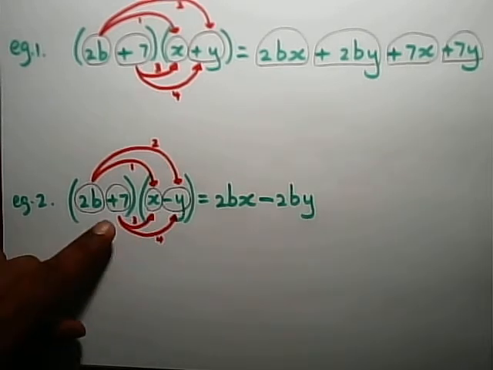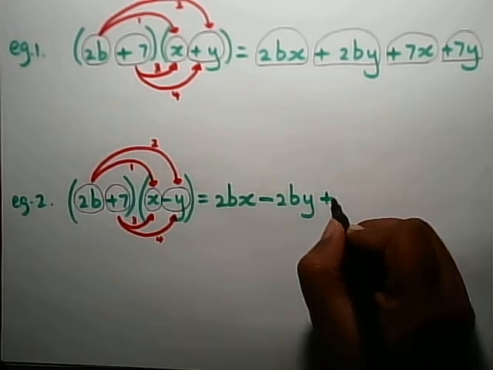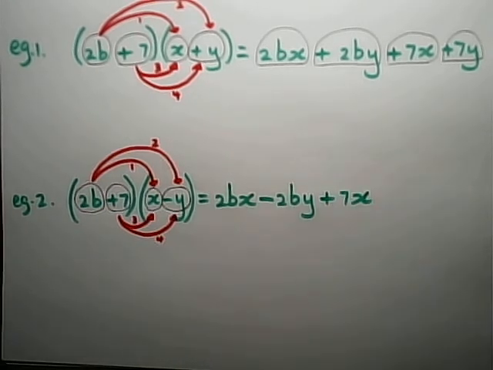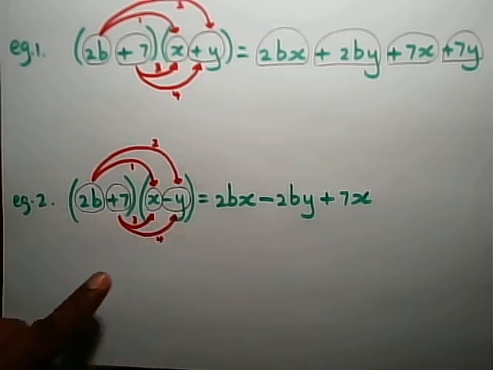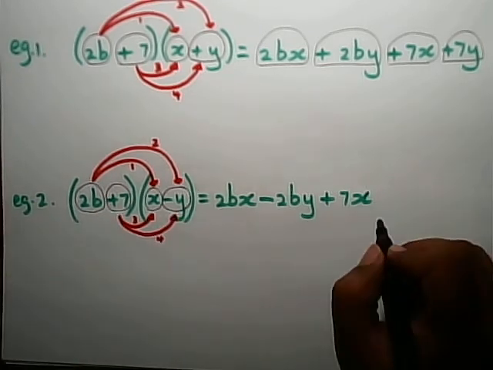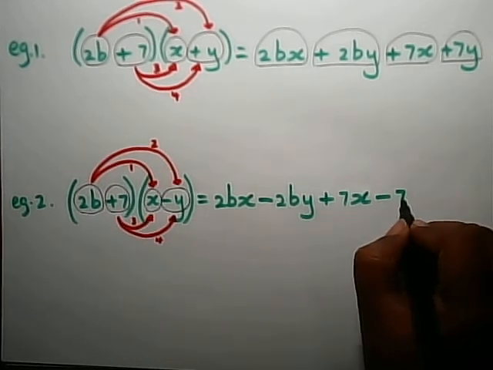Next, step 3. A positive 7 multiplied to x gives you a positive 7x. Then, a positive 7 multiplied to a negative y. Different signs, you'll get a negative answer. Negative 7y.